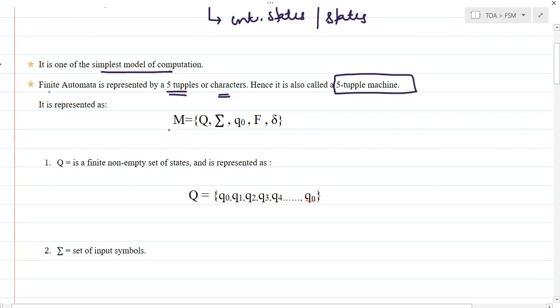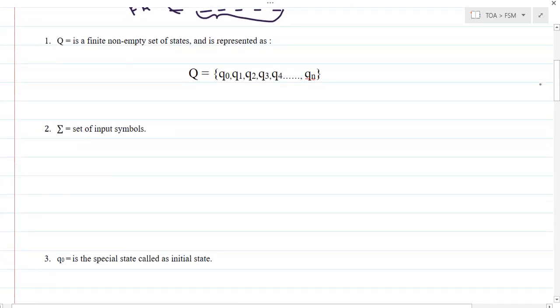It is represented as M equal to (Q, sigma, Q0, F, delta), where M is the machine or finite automata, and these are the 5 characters which represent this machine. So let's try to understand these 5 characters one by one. First we have Q. Q is a finite non-empty set of states.